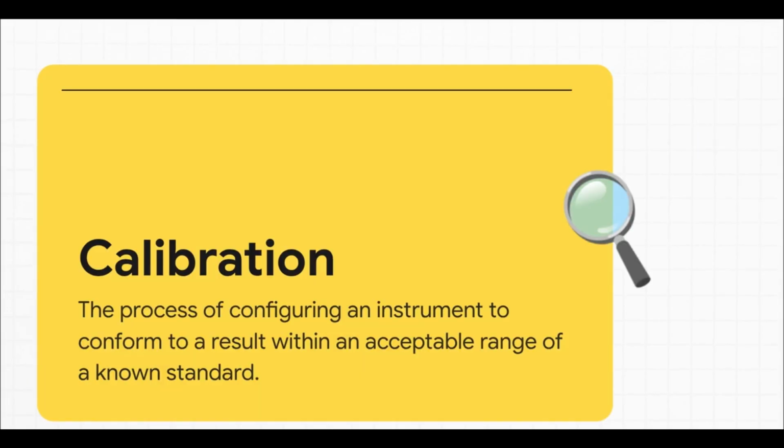You can think of calibration as a tune-up for your measurement tools. It's the process where you check your instrument against a standard that you know is correct, and then you adjust yours to match it. It is, without a doubt, the most important thing you can do to make sure your measurements are accurate over the long haul.